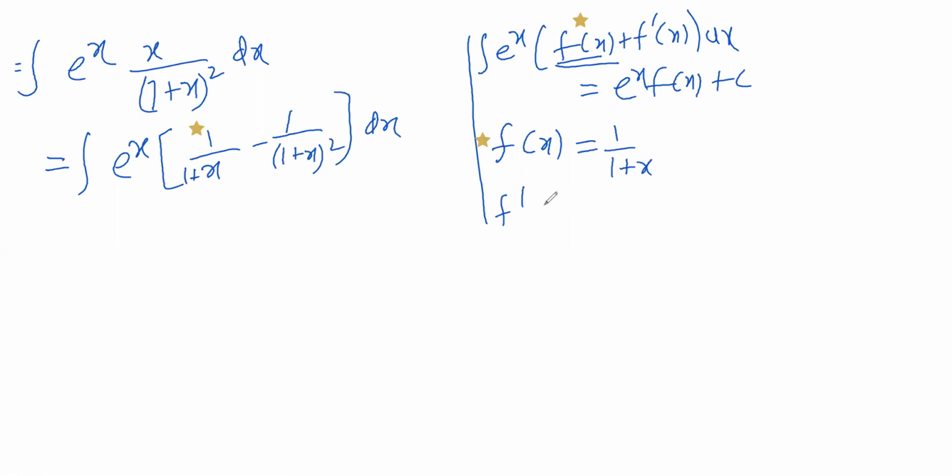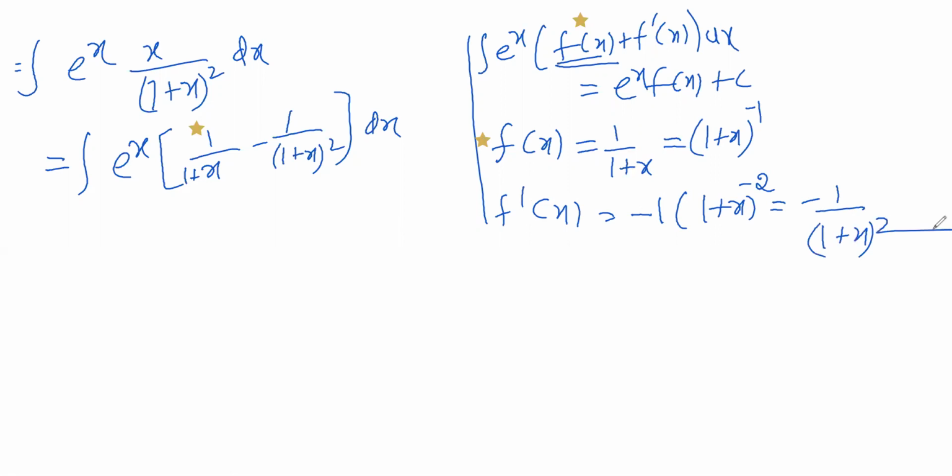Now what is f dash of x then? For f dash of x, taking this 1 plus x to the numerator, 1 plus x power minus 1. By differentiating this one, we'll get minus 1 into 1 plus x power minus 2, which is equal to minus 1 by 1 plus x the whole square. So f dash of x is equal to minus 1 by 1 plus x the whole square. So f of x is 1 by 1 plus x, and f dash of x is minus 1 by 1 plus x square.